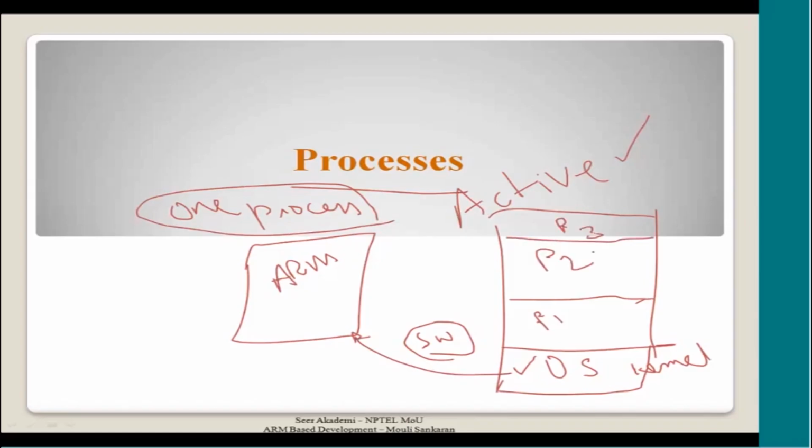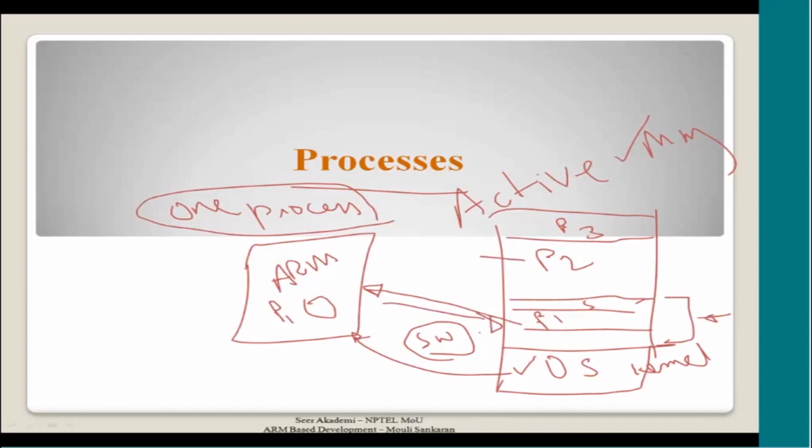So this is the main memory. Maybe all the processes will be in the memory, but only one will be executed. That means this process's code, data and stack will become active. So this part of the memory will become active, and then the processor will execute the process P1 now. After that, maybe I will tell you different reasons where this will go back, and the new process will be loaded.